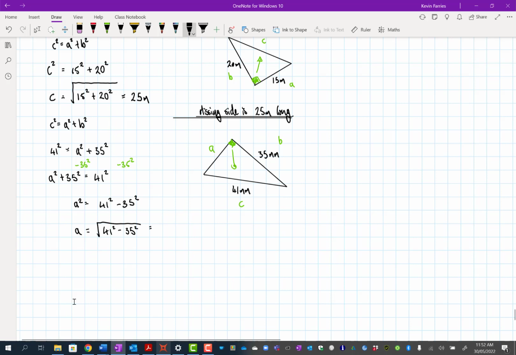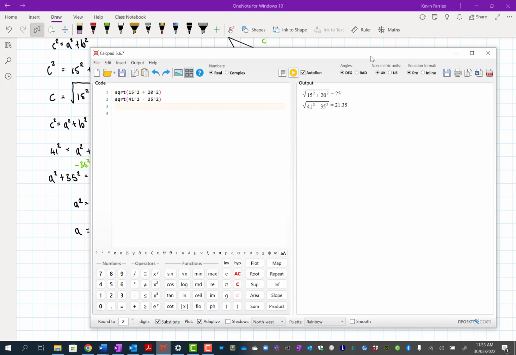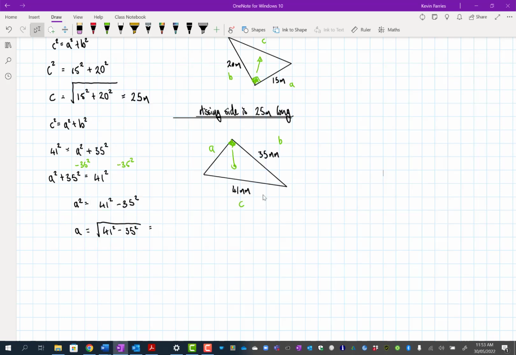Let's stick that in the calc pad. So this time we're doing the square root of 41 squared, take away 35 squared. It's 21.35. We'll round that to three significant figures, so we'll do 21.4. When it's exactly in the middle, I usually round to the even number. Different people do different things. So that's going to be 21.4.